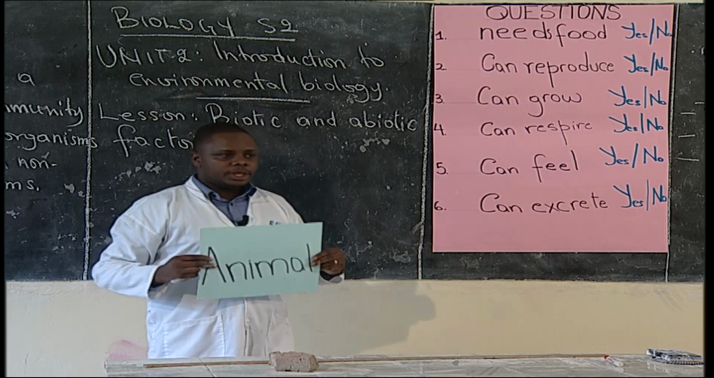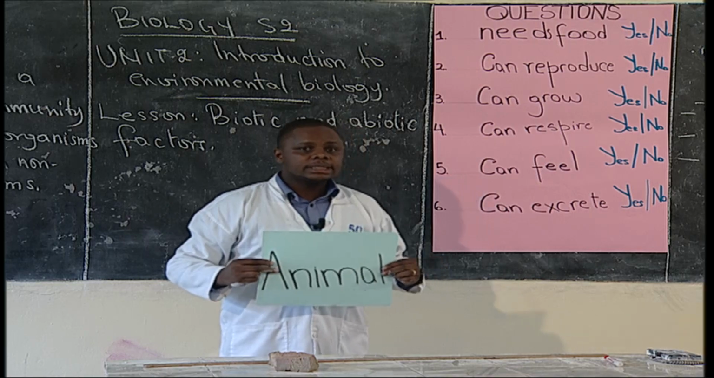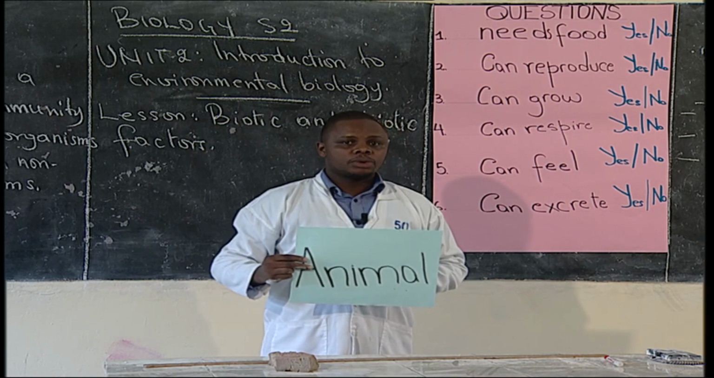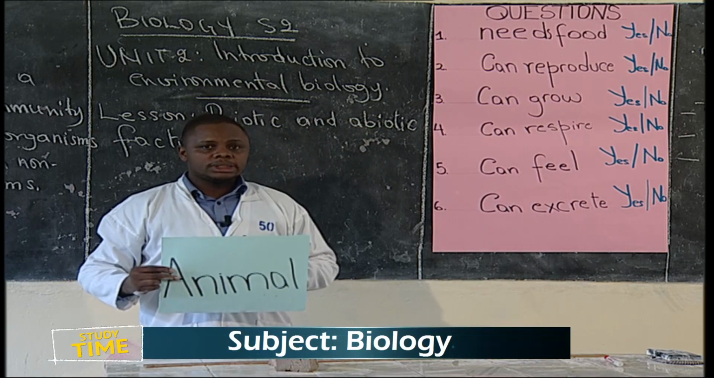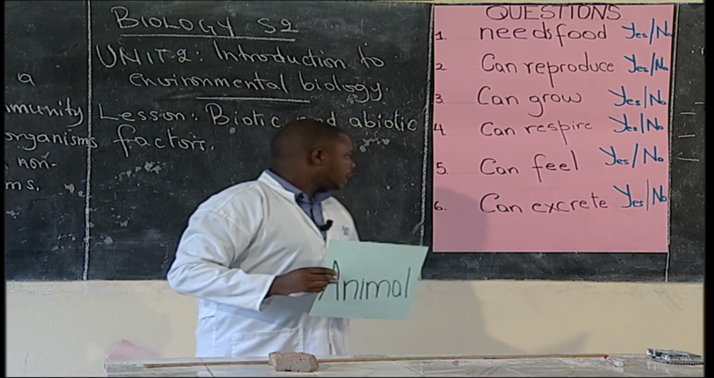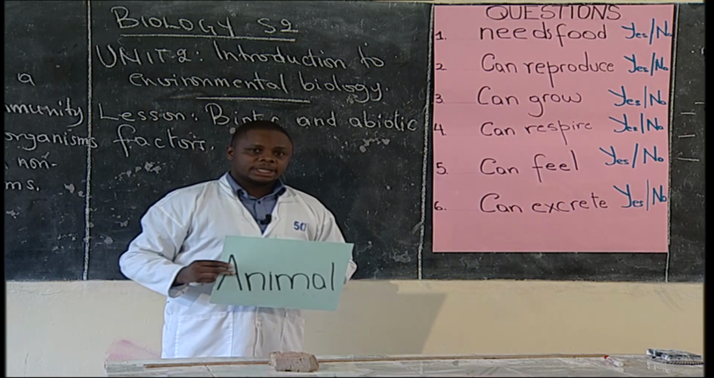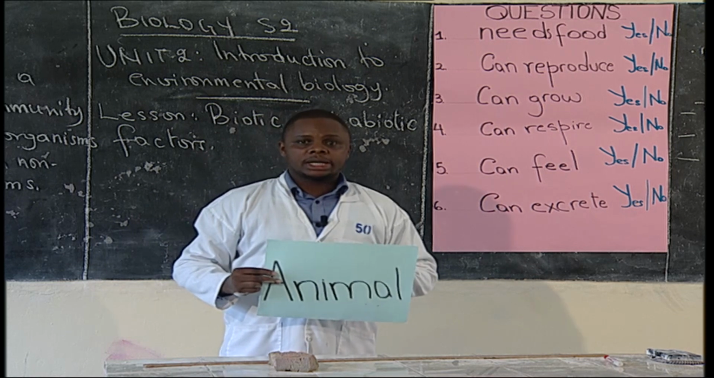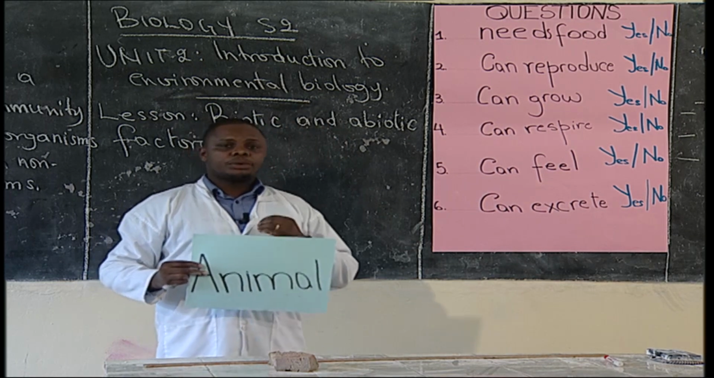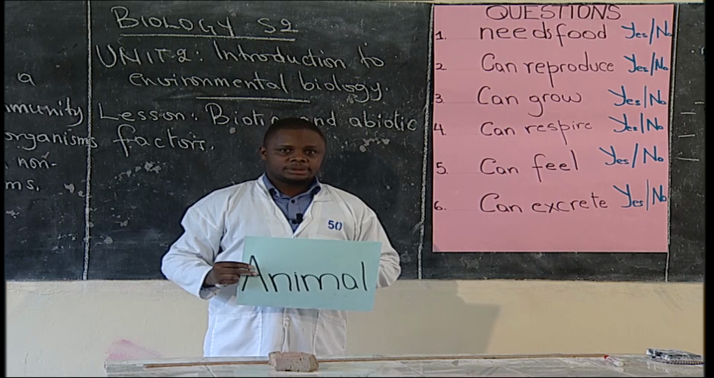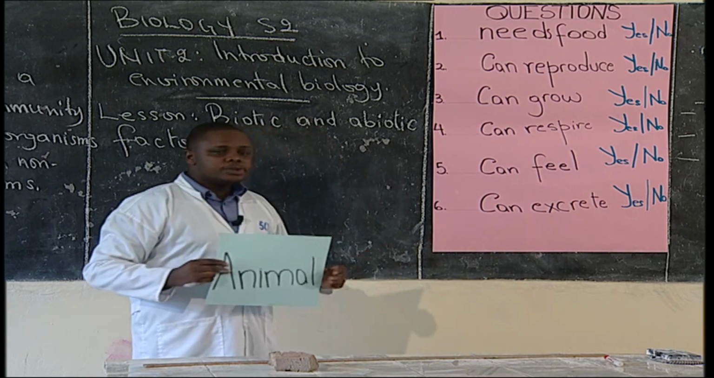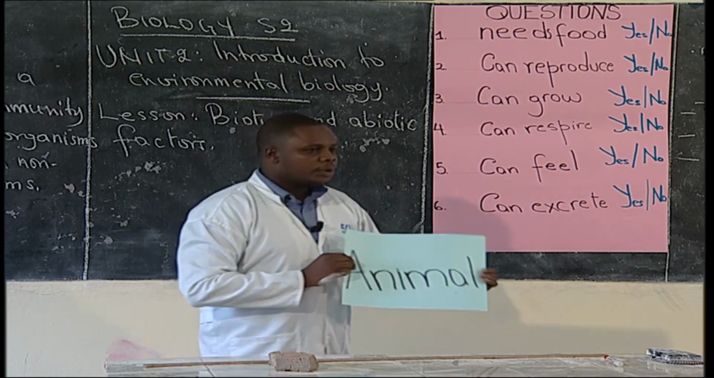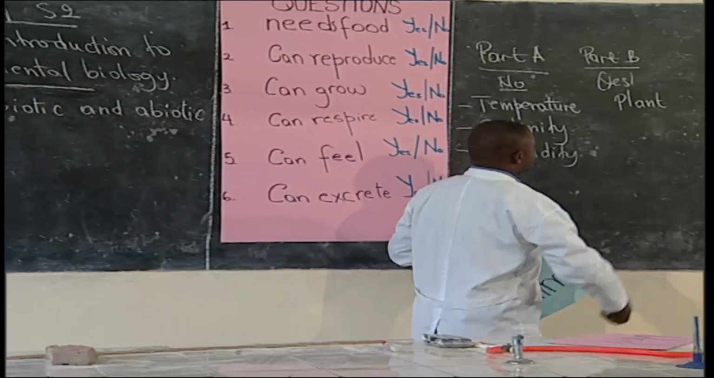Can cows feel or sense the environment? Yes. When the environment is hot, cows will know. When the environment is cold, cows will know. Can cows excrete? Yes, they do. That's why we see they produce cow dung. That's why we see them producing urine, which means cows eliminate waste products. So animals will be put in part B.